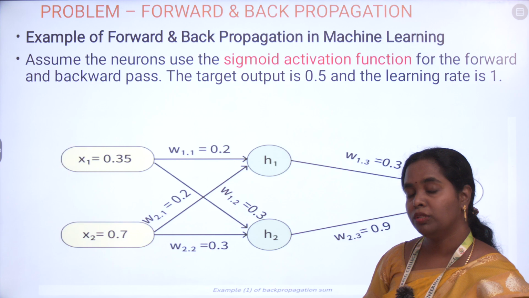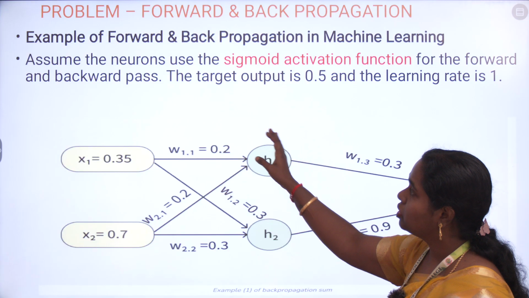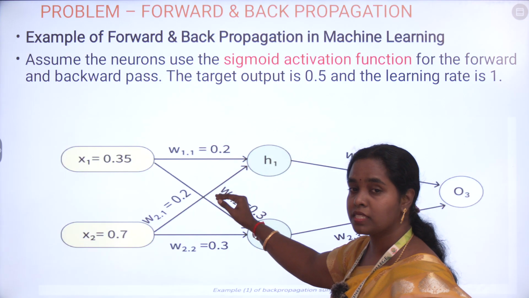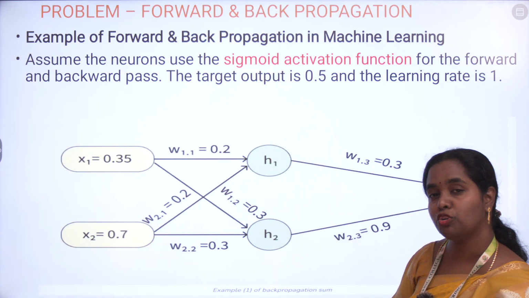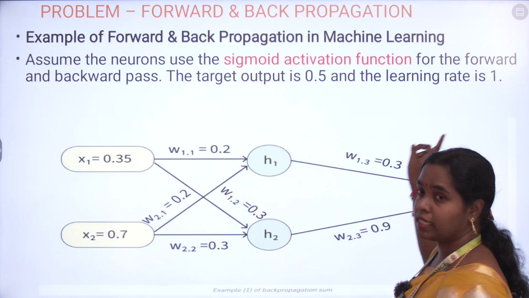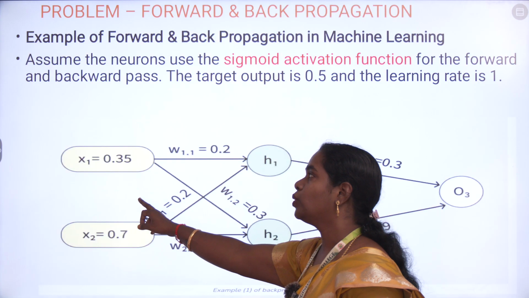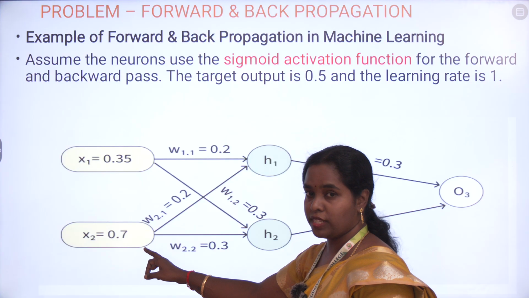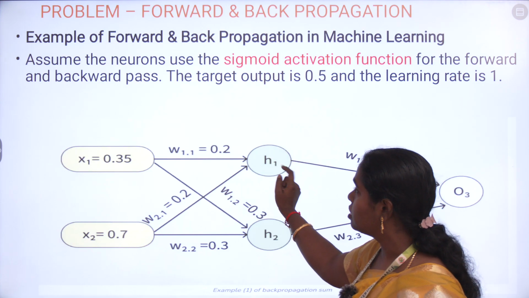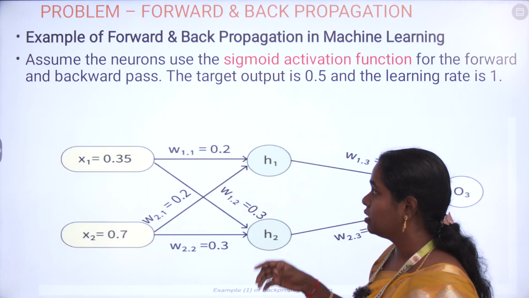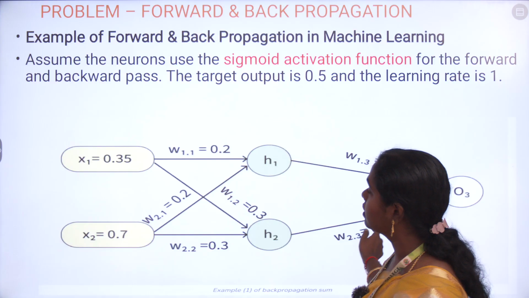Now we can see one problem using forward propagation and then backward propagation. First you have to assume one neuron. It uses the sigmoid function for the forward and backward pass. The target output is 0.5 and the learning rate is 1. Here two inputs, one is x1 and another one is x2. x1 value is 0.35 and x2 is 0.7. This is connected with the two-input hidden layer, that is H1. So we have to find the H1 node first. For that we have to multiply the input value by the weight value. We will see one by one.